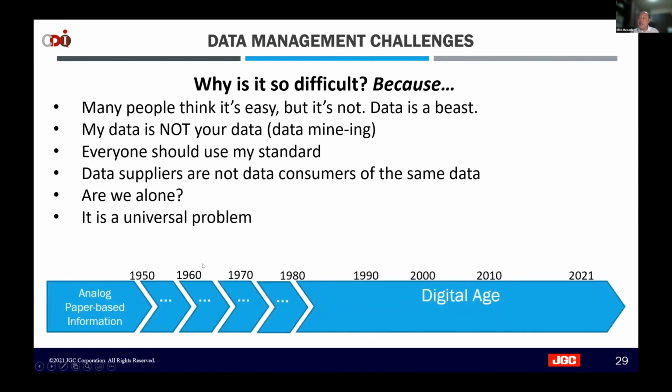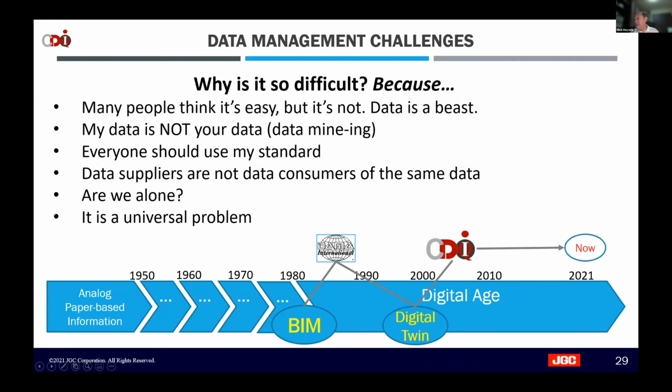As you can see, since 1950 we started with analog, paper-based information and moved to the digital age. In 1980, we started BIM, and DAMA International was established in 1983. Digital twin starts almost in the year 2000. CDOIQ started 15 years ago. So we only have 40 years, which is a very short time. We haven't really reached the stage of trustable data yet.